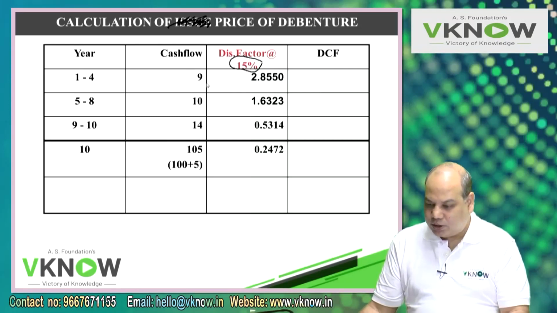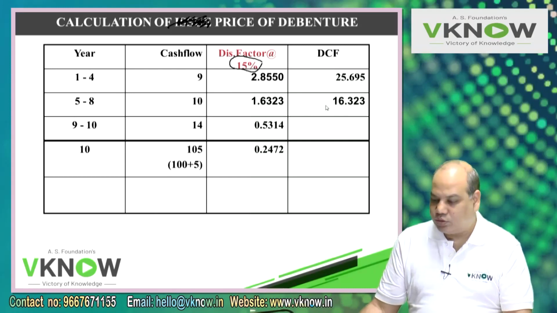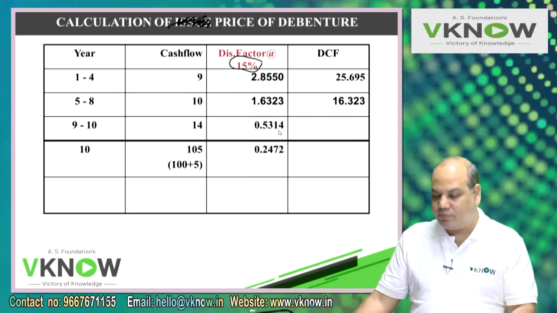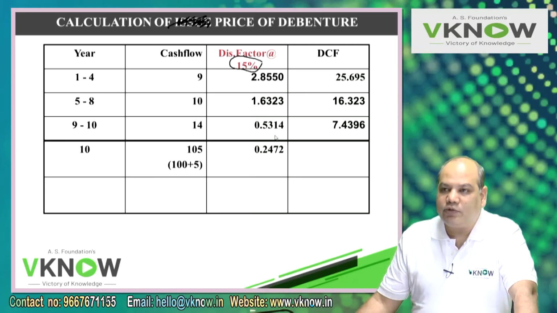Now I am going to multiply and add these numbers. Follow me. 9 into 2.8550 equal to memory plus, 25.695. 10 into 1.6323 equal to memory plus, 16.323. Very good. Come on, next. 14 into 0.5314 equal to memory plus how much? 7.4396. And 105 into 0.2472 is 25.956.